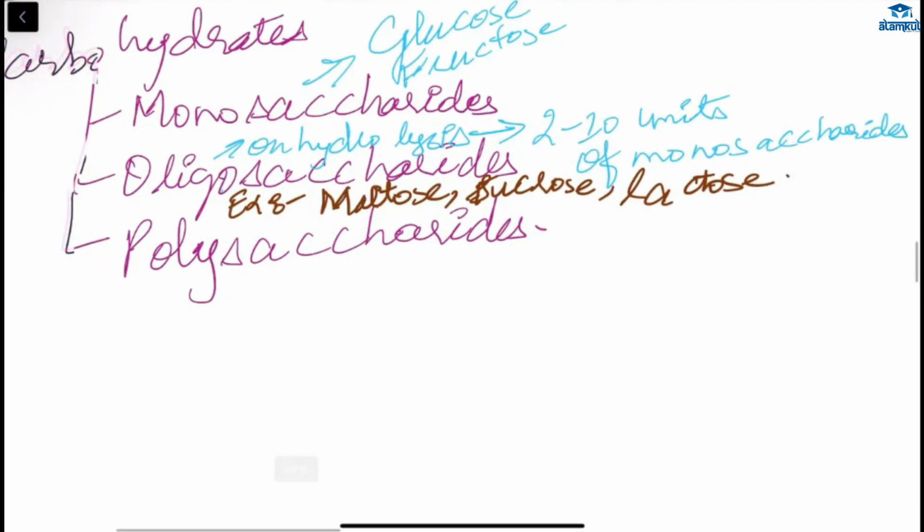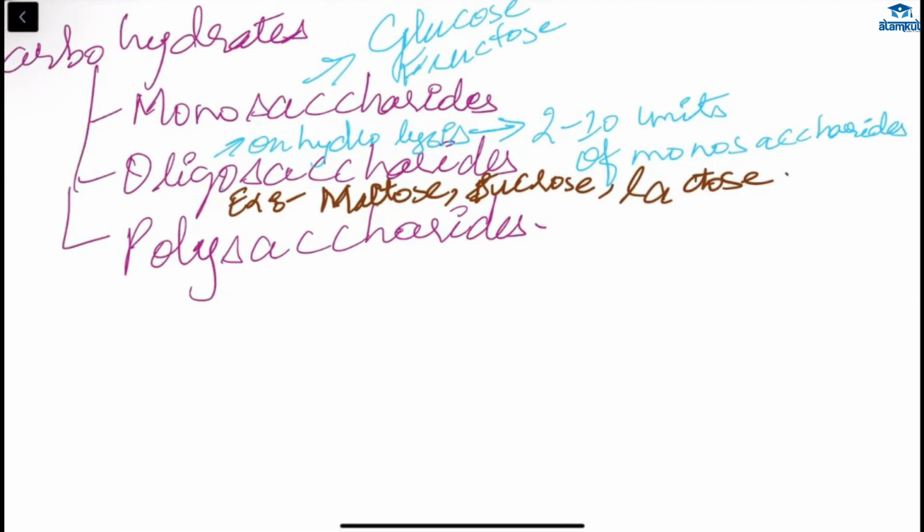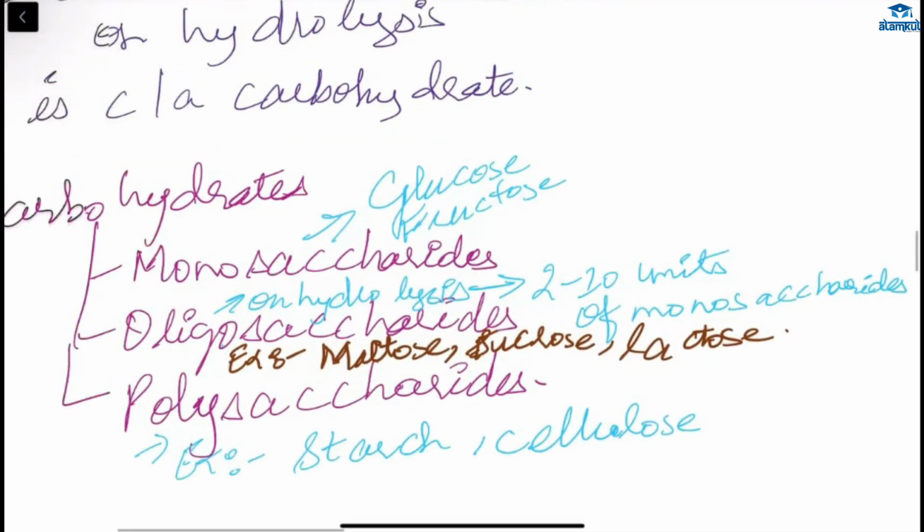Then what about polysaccharides? Many units of monosaccharide are given on hydrolysis. For example, we can write starch and cellulose. When we hydrolyze them, hundreds of monosaccharide units are given upon hydrolysis. That is why they are polysaccharides. Any doubt? No. Okay.